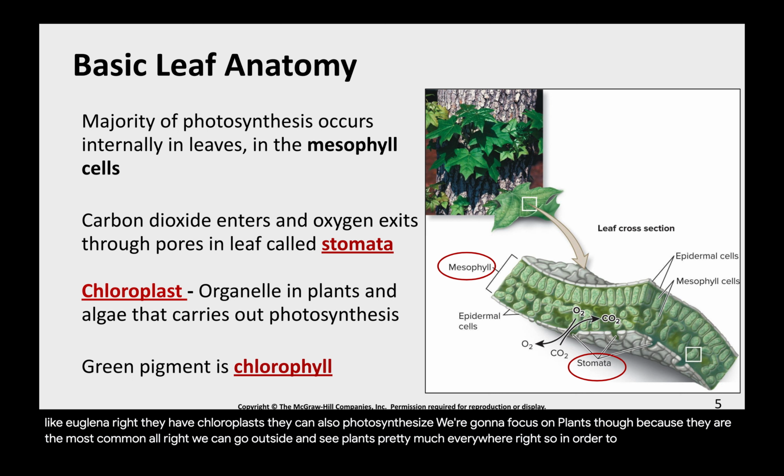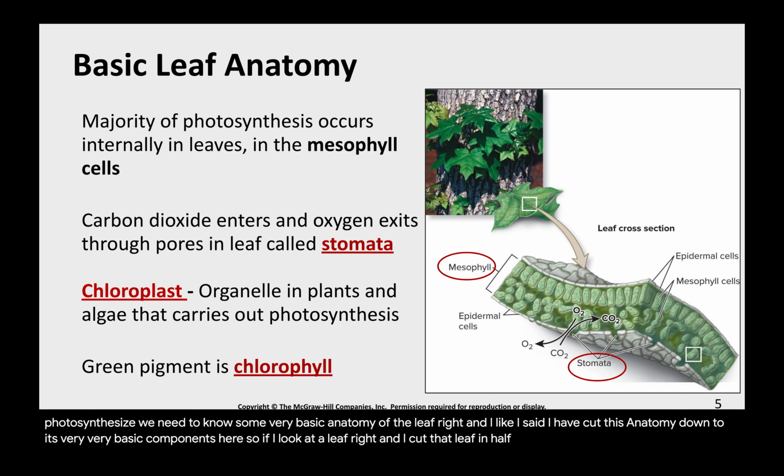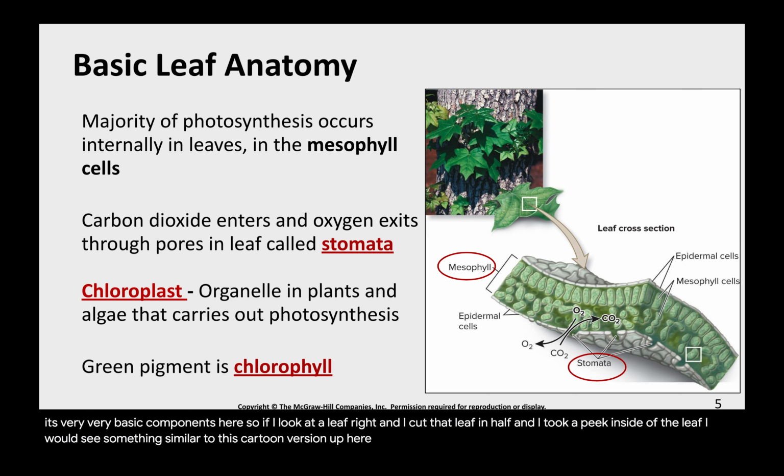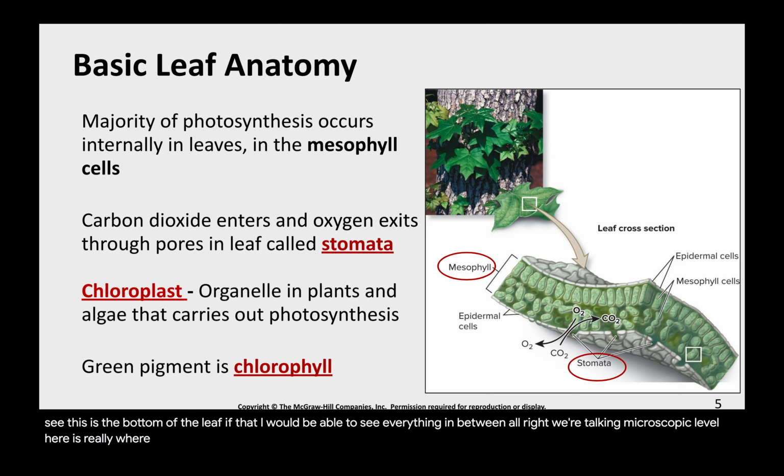In order to understand how they photosynthesize, we need to know some very basic anatomy of the leaf. Like I said, I have cut this anatomy down to its very basic components. If I cut a leaf in half and took a peek inside, I would see something similar to this cartoon version up here. This is the top of the leaf and this is the bottom of the leaf. Everything in between, at the microscopic level, is where photosynthesis is concentrated. These cells in between we call the mesophyll cells.